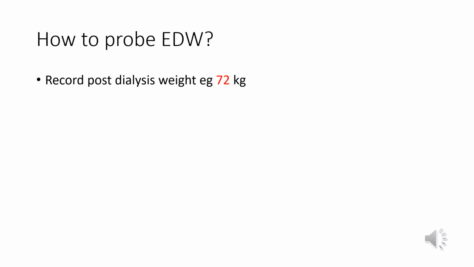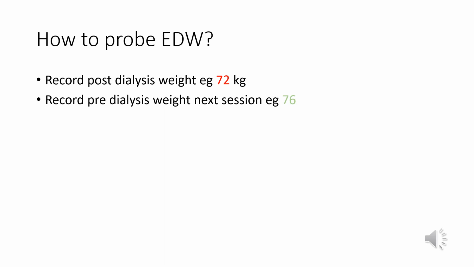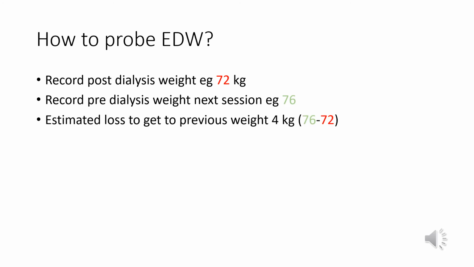The way you can probe dry weight is to record post-dialysis weight, for example, 72 kilos. Record pre-dialysis weight, for example, the next session the patient might weigh 76 kilos. Estimate the weight gain, which in this case would be 76 minus 72, or 4 kilos. Then you add to that a 0.2 to 0.4 kilo weight loss. So in this case, it would be a weight loss of 4.2 to 4.4 kilos.